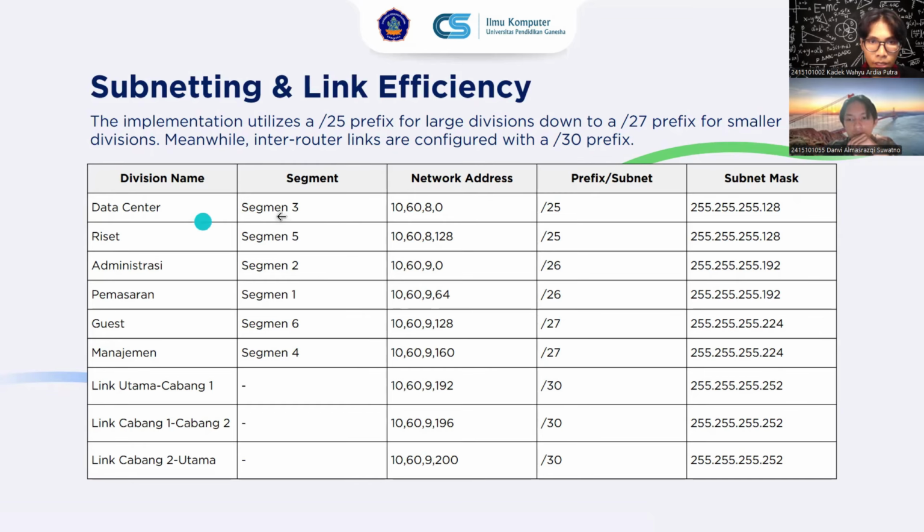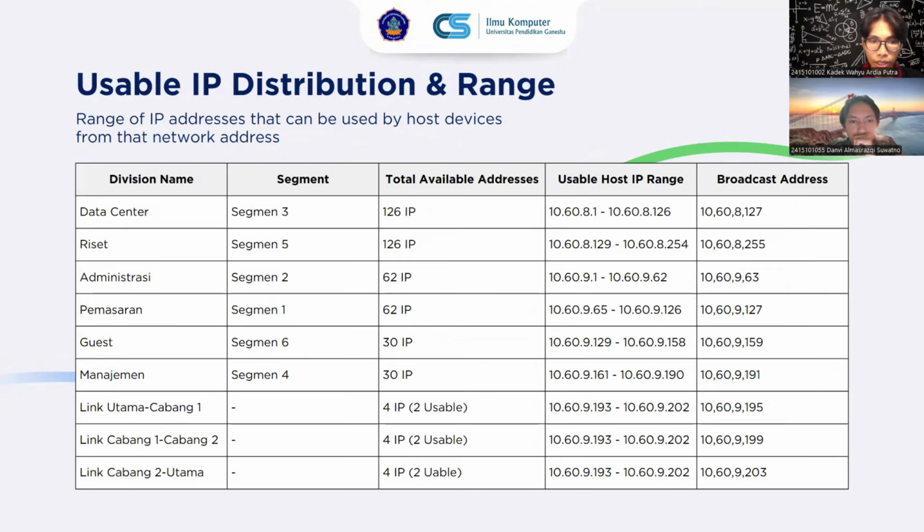Okay, this is the division name, and this is the segment. Okay, for the network address, we use commas because in my presentation, if we type a dot in this network address, the value of the network address will be turned into a number. Okay, finally, we have the usable IP range for the host.